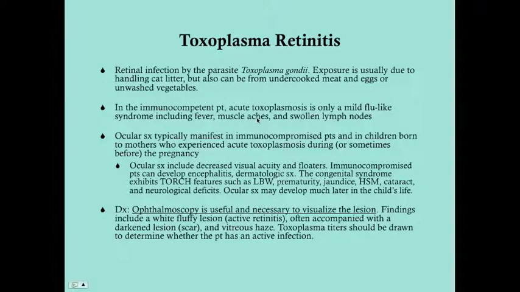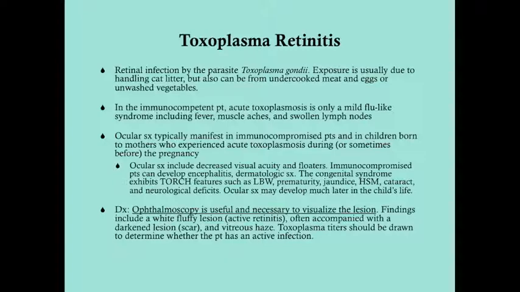Okay, Toxoplasma retinitis. So this is a retinal infection by the parasite Toxoplasma gondii. And exposure is usually due to handling cat litter, but can also be due to undercooked meat and eggs or unwashed vegetables. In immunocompetent patients, this is not something that causes a problem because this is easily reined in by the immune system. However, you can get this kind of flu-like syndrome on initial exposure while the immune system is mounting a response, and that's going to be fever, muscle aches, swollen lymph nodes, maybe a hepatosplenomegaly, but generally this is subclinical.